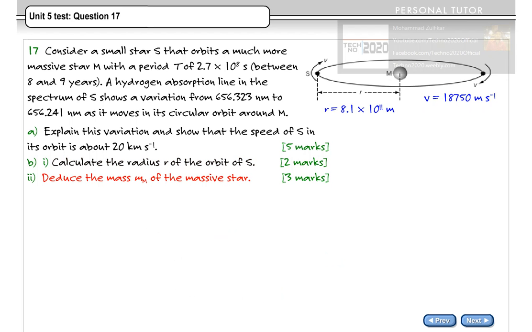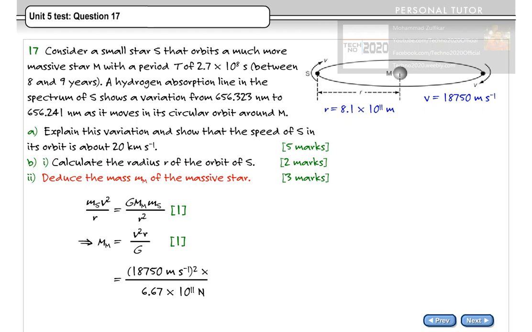To tackle the second part of B, you need to use Newton's law of gravitation and apply your knowledge of centripetal acceleration. Star S is moving in a circle under the gravitational pull of star M, so we can use Newton's second law as shown here. M_S and M_M are the masses of stars S and M respectively, v is the orbital speed of S, and r is its orbital radius. This rearranges to give this expression for the mass of star M. Substituting and calculating shows that the mass of star M is more than 10 to the 30 kilograms.